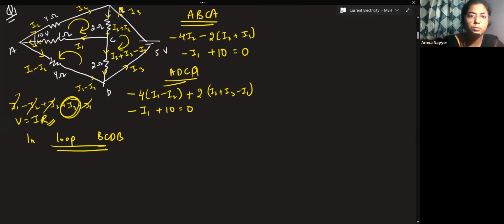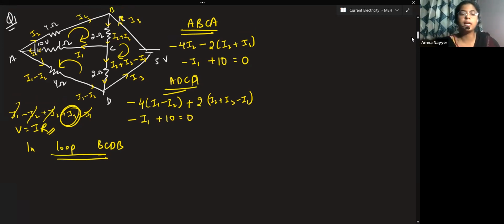All right, in this loop, from B point to C point, I am moving. Am I moving along or opposite? Along the direction. Yes, right. We are moving along the direction of current, so it becomes negative. Resistance is 2 ohm. Current through this is I2 plus I3.